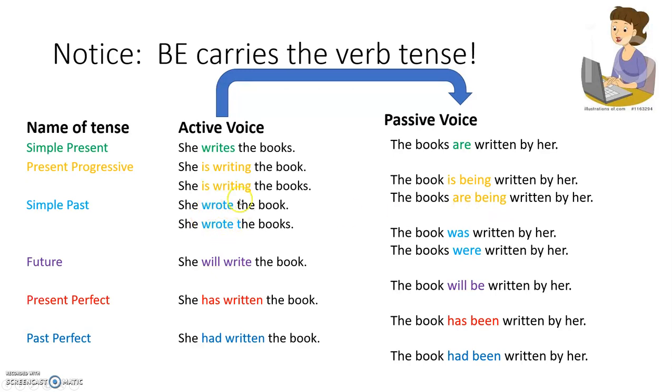Okay, so in each case, whatever tense you're using, simple past, future, then add your main verb with past participle. Present perfect. Okay, use present perfect for the be verb. Here it is, has been. Then put your main verb in past participle.